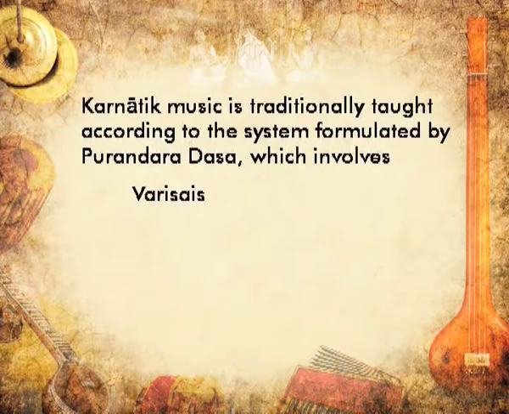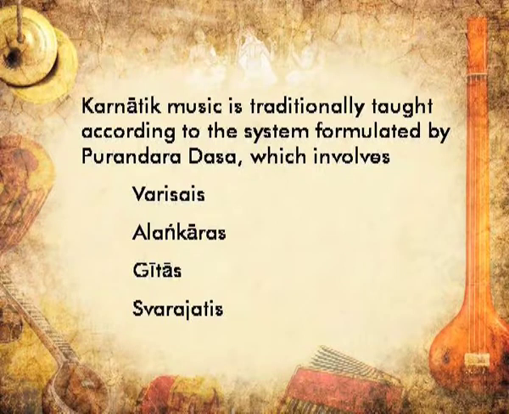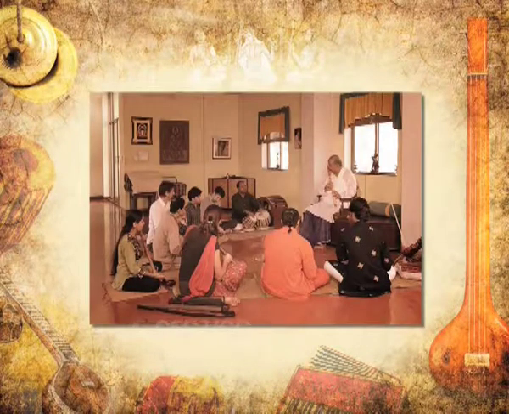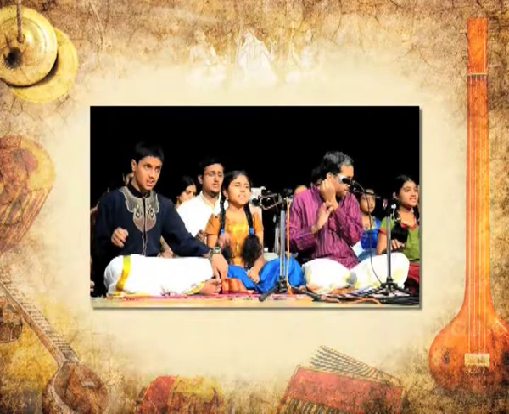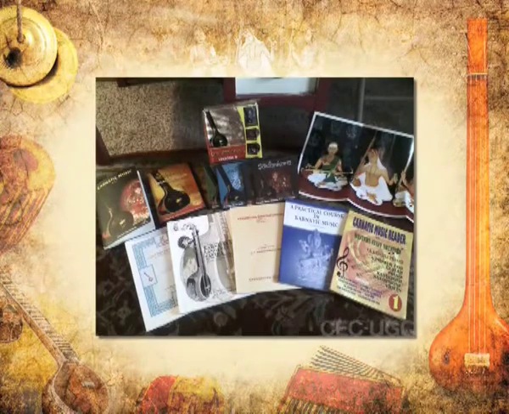This involves varisais, graded exercises, alankaras, exercises based on the seven talas, and gitas or simple songs and swarajatis. After the student has reached a certain standard, varnams are taught, and later the student learns kritis. It typically takes several years of learning before a student is adept enough to perform at a concert. The learning texts and exercises are more or less uniform across all the South Indian states. The learning structure is arranged in increasing order of complexity.